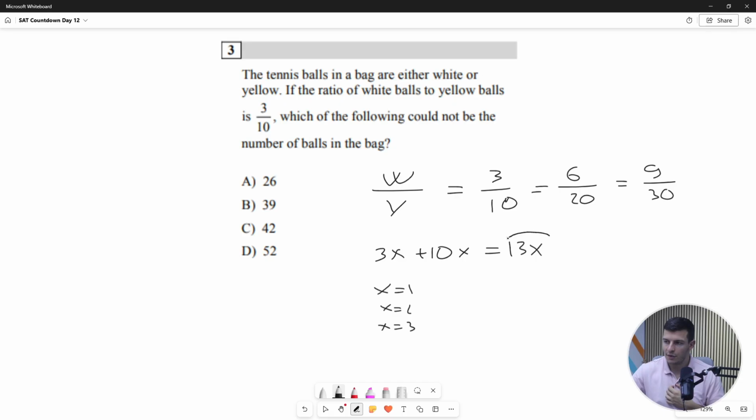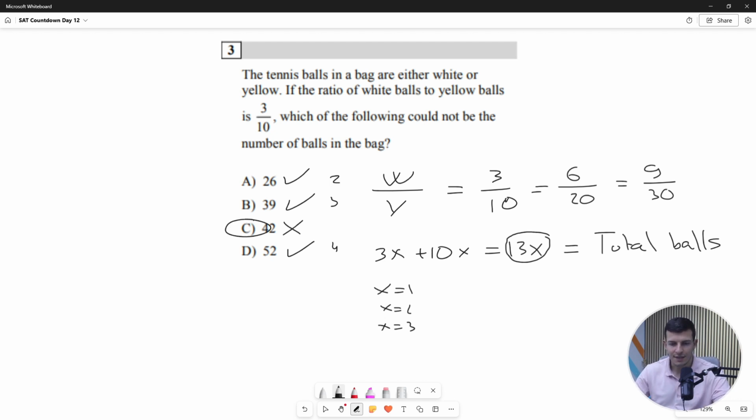So, which of the following could not be the number of balls in the bag? Now, our value is 13x. This will not change. X will change, obviously. So the total amount of balls should always be divisible by 13. How do I know that? Because 13x should be equal to one of these answers. So, 26 is divisible by 13, so that's good. 36 is divisible by 13, that's also good. 42, I don't think it's divisible. 52 is divisible by 13, it becomes 4. This is 3, this is 2. 42 is not divisible by this, so this is going to be C.